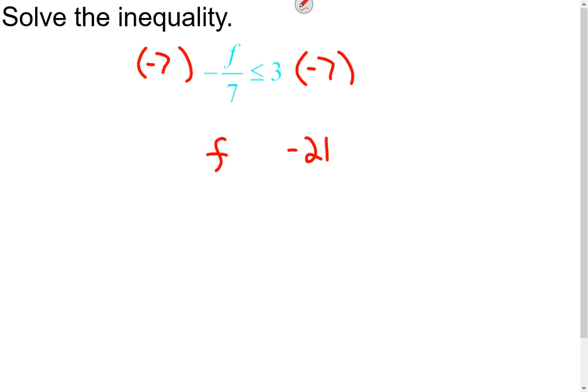Just multiplied by a negative, so we have to flip the sign. So now it's going to be greater than or equal to. We've solved it, so it tells us that that blue inequality has solutions of all numbers greater than or equal to -21. -20 would be a solution. The number 55 would be a solution, and many, many more.